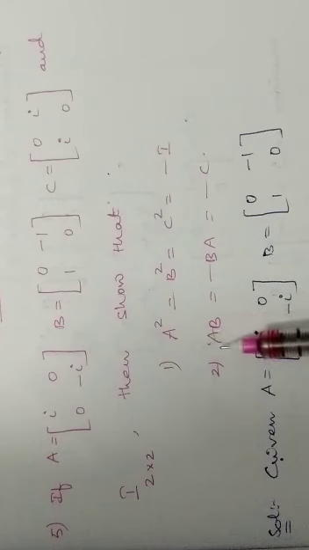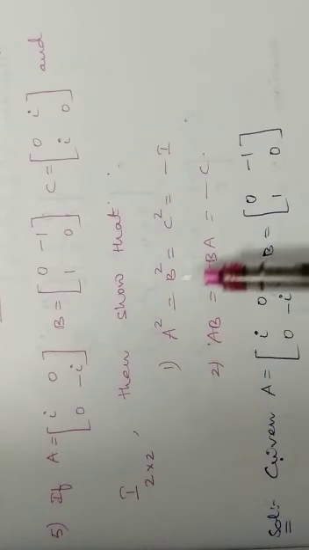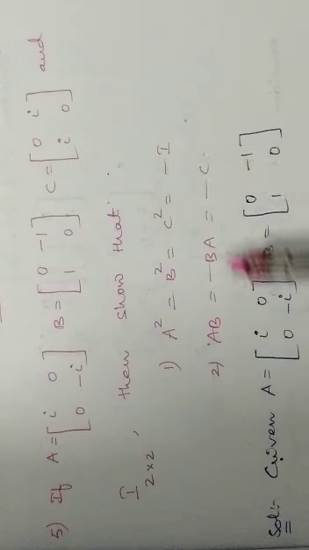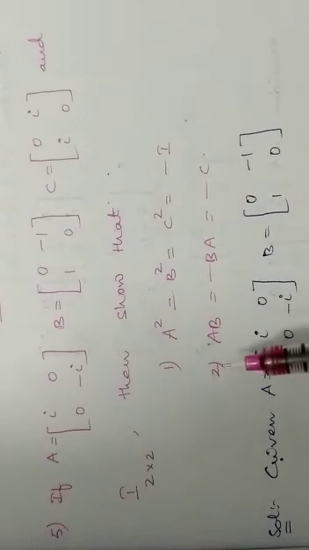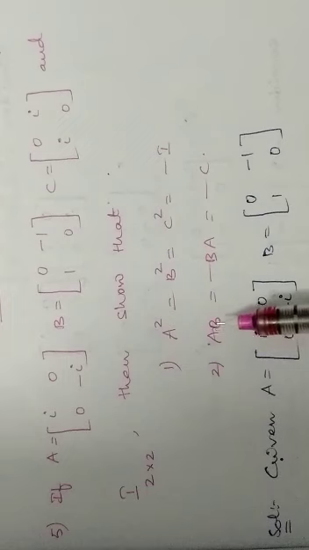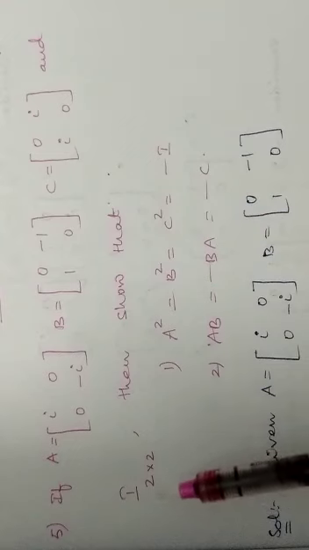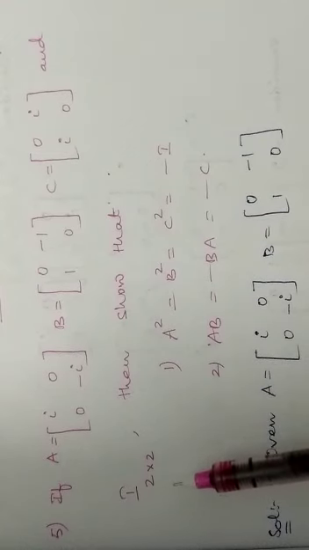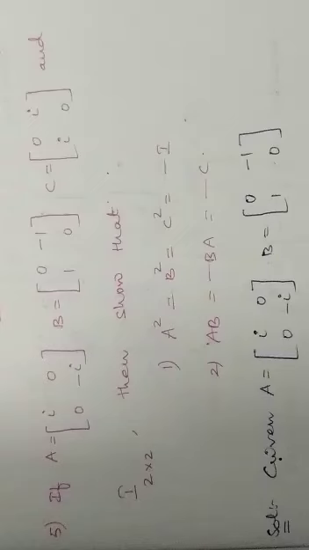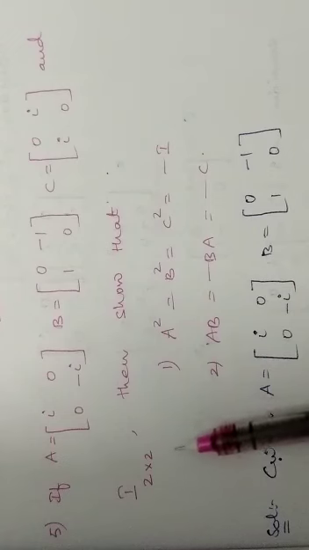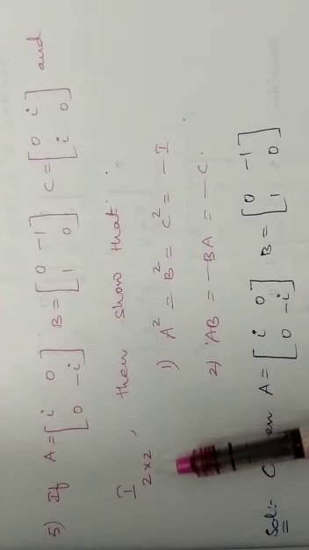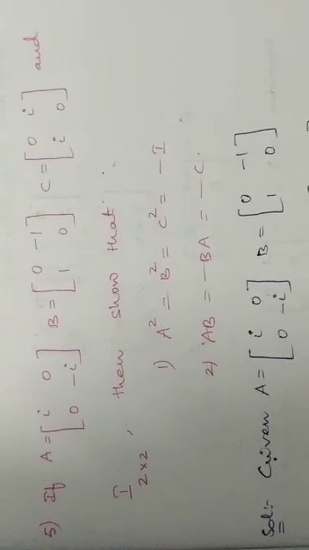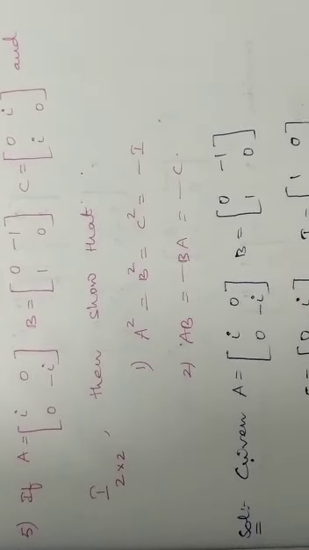In the first one, you have to prove these four are equal, and in the second bit we have to prove these three are equal. What is this I 2 by 2? I 2 by 2 is an identity matrix of order 2 by 2. Right. We are doing this problem.